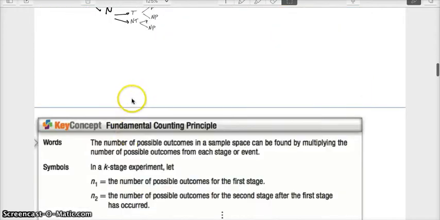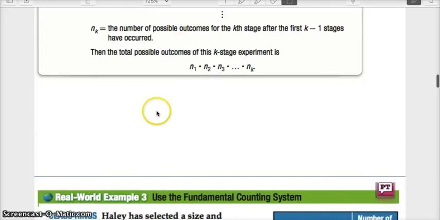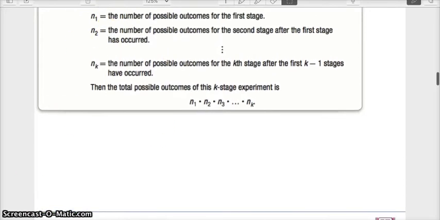If we look at the counting principle, it asks us to consider all the stages and the number of possible outcomes at the first stage, second stage, all the way up to the kth stage. And what you're going to do is multiply all of those different outcomes to figure out all the possible outcomes in general. For instance, I'm going to take a quick sidebar.